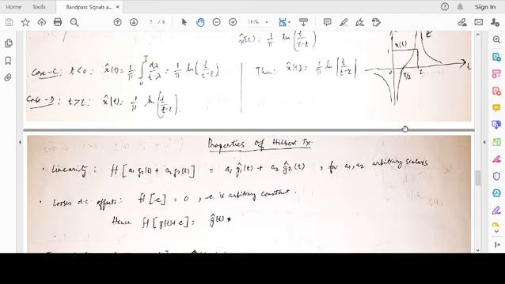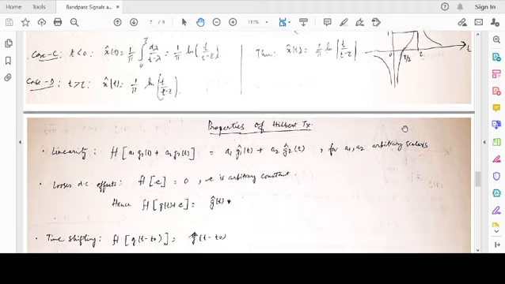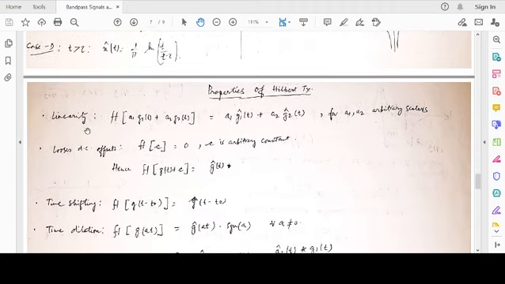Now we move to some properties of the Hilbert transform. One of the important properties is linearity. The Hilbert transform of two functions g1(t) is g1 cap, g2(t) is g2 cap. If I have a combination a1 g1(t) plus a2 g2(t), the Hilbert transform is a1 g1 cap plus a2 g2 cap, for a1, a2 arbitrary scalar constants.